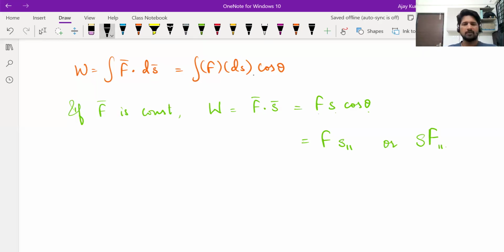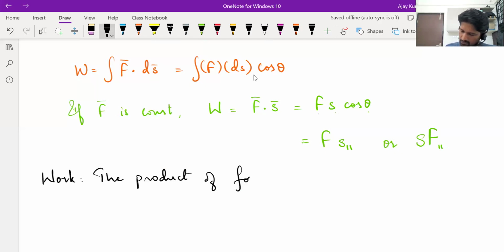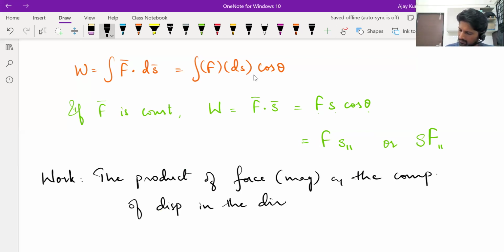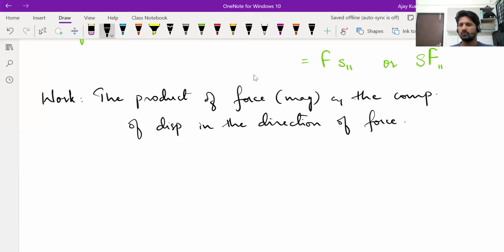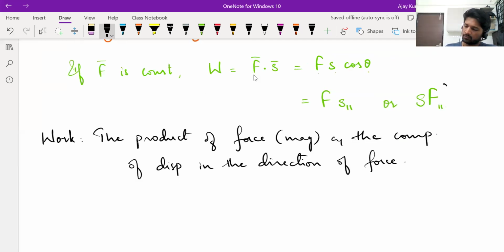So the mathematical definition of work would be this: the product of force, when you say force, it's only the magnitude, and the component of displacement in the direction of force. Okay, now why does the component of displacement in the direction of force only matter? Or why does the component of force in the direction of displacement only matter? Let us understand this.